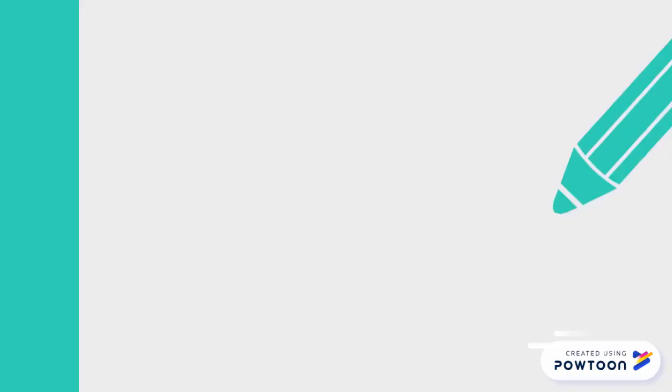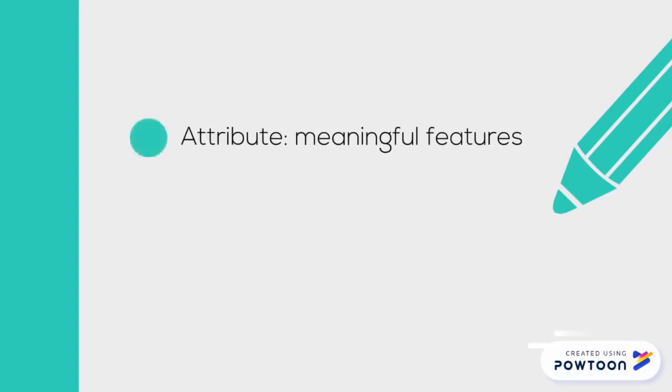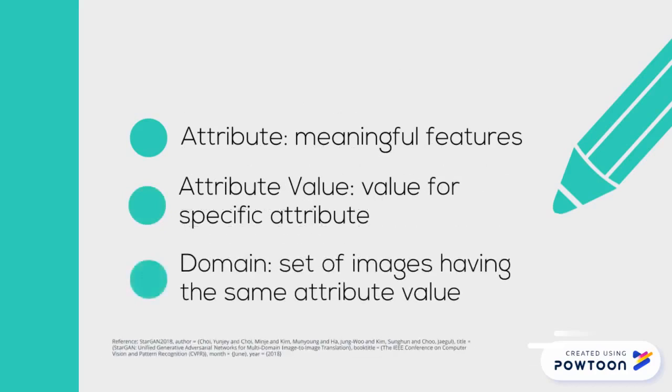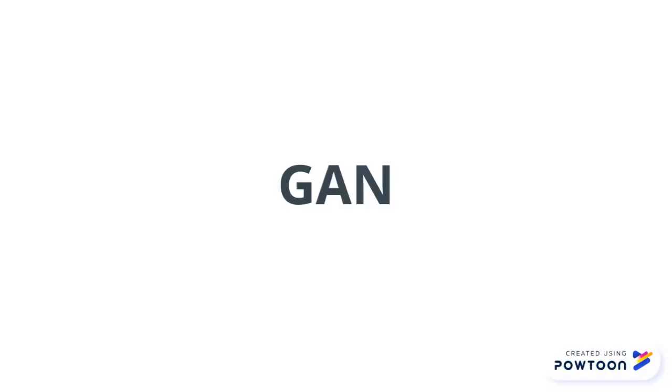Just to clear out some terminologies, in this video, attribute refers to features in an image such as hair color, gender, or age. Attribute value is a value for a specific attribute, for example, black for hair color, male for gender. Domain is a set of images having the same attribute value, like people with blonde hair or people smiling.